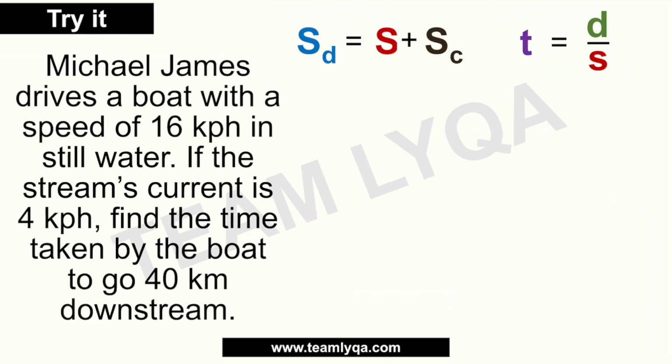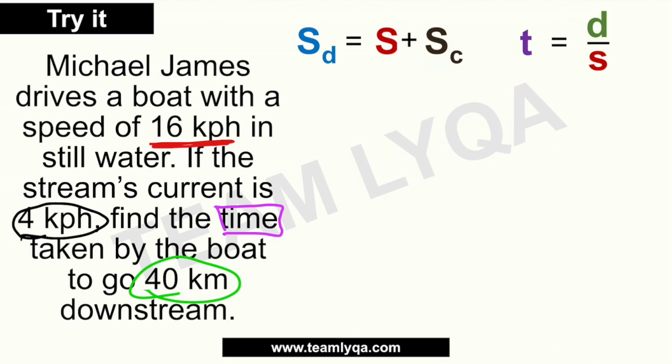Okay? Now, solve na natin ito. Sabi, ang kanyang speed sa still water ay 16 kilometers per hour. Ang speed naman ng current is 4 kilometers per hour. Ang hinahanap ay yung time. Yung time na it'll take for Michael to go 40 kilometers downstream. Okay? So, using yung mga alam na natin na formulas, kukunin natin yung tamang sagot.